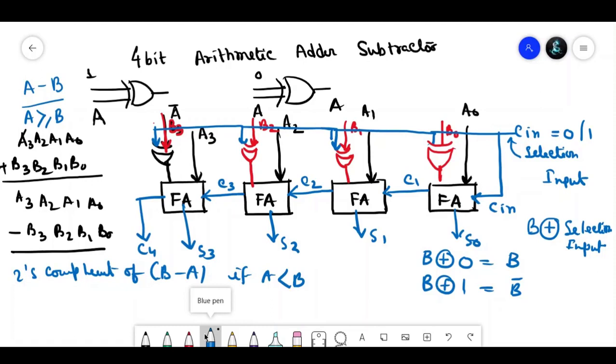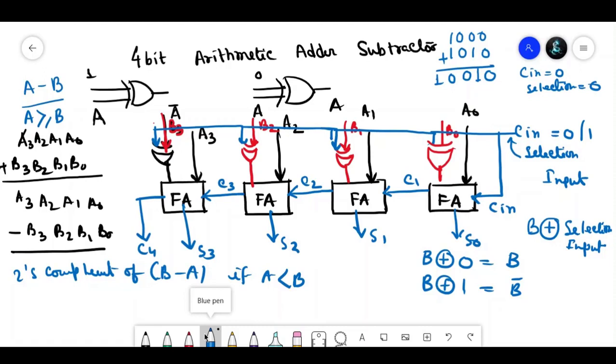So suppose I give two numbers, one number is 1 0 0 0, and another number is 1 0 1 0. If the addition is performed between these two, the result will be 1 0 0 1 0. So C4 will be 1, S3 will be 0, S2 will be 0, S1 will be 1 and S0 will be 0. This will be the case of Cin equal to 0, that is, selection line equal to 0.